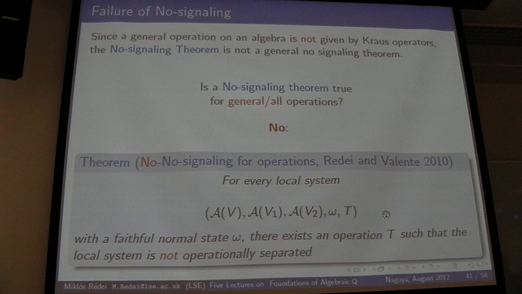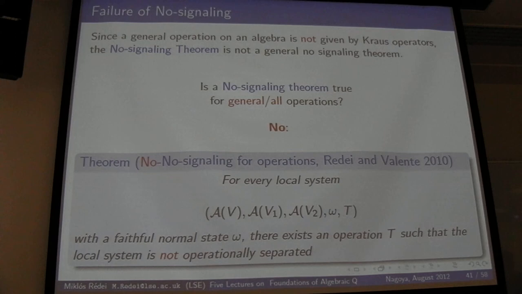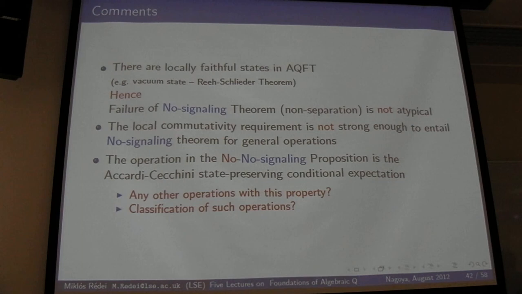Now, what should we do then? First of all, you realize that the condition that the state be faithful for a local system is not really a very strong one. There are lots and lots of faithful states. Local states are typically faithful. So the violation of no signaling is not atypical. And the other comment is that, perhaps somewhat surprisingly, the local commutativity requirement is not strong enough to exclude signaling for general operations.